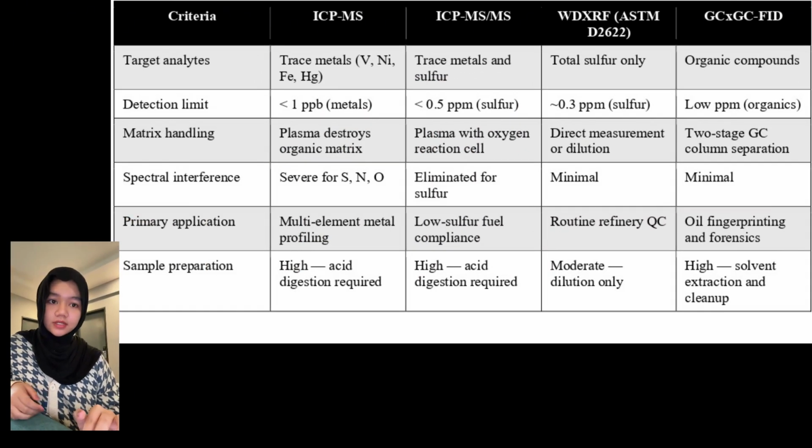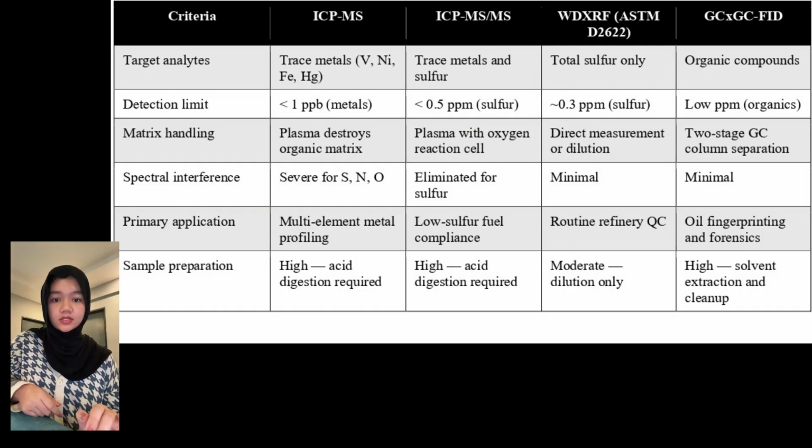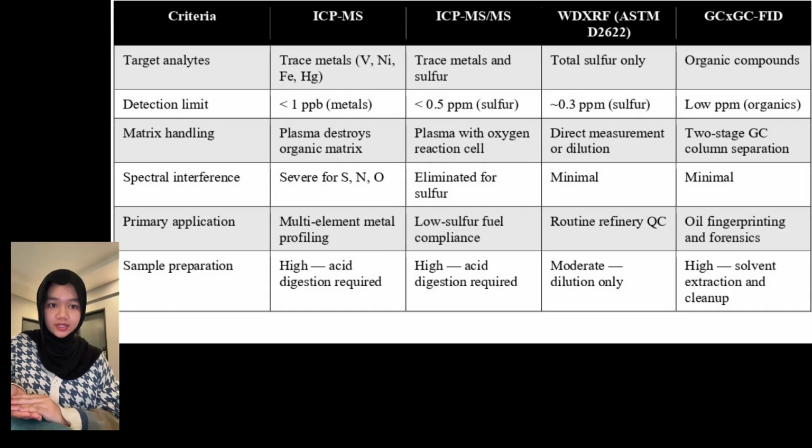Comparative evaluation of the four methods. The comparison yields three principal conclusions. First, no single method is universally applicable across all analyte classes. ICP-MS provides the most comprehensive and sensitive multi-element metal detection, achieving sub-parts per billion detection limits for transition and heavy metals. However, it is entirely unsuitable for sulfur determination in its conventional form.